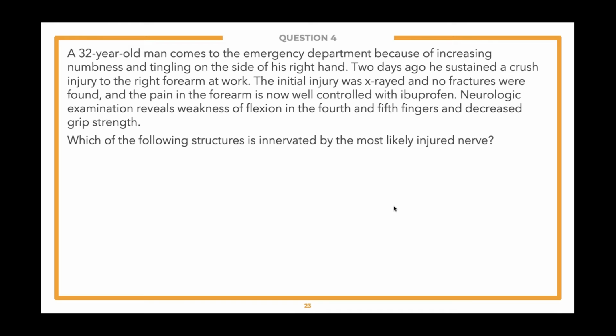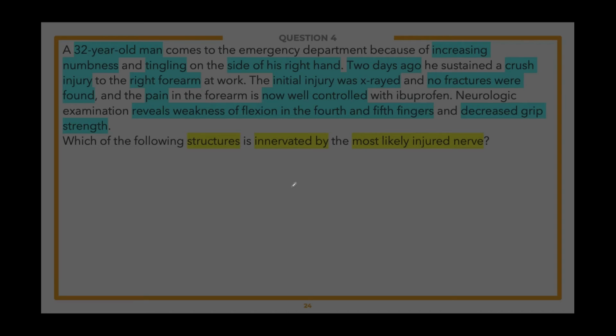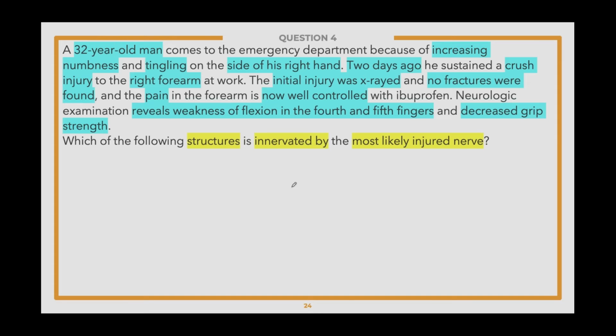Thank you, Sean. So once again, we're going to go ahead and show you what we think are the important clues in this vignette and the lead-in. Okay. So now we've got a 32-year-old male, and he has increasing numbness and tingling, and they tell us it's on the side of his right hand. We are also told about some important history. 2 days ago, he had an injury to the arm, specifically the forearm. Okay, they didn't see a fracture, but they're telling us the pain is controlled with ibuprofen. But again, as we know, that neurologic exam is going to be very important here. Weakness of flexion in the 4th and 5th fingers and decreased grip strength. Okay. So using those clues, we've got to figure out which structure is innervated by the most likely injured nerve.